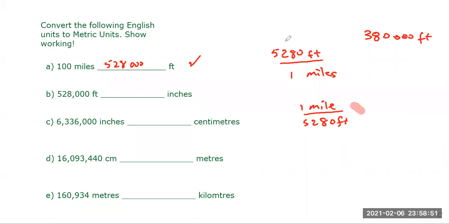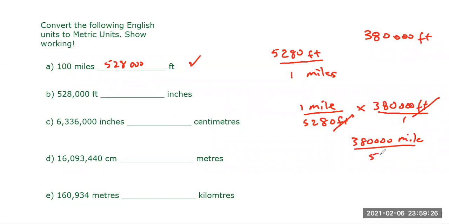Okay, let me just quickly do that again. It makes sense to multiply the 380,000 feet by this ratio here, 1 mile to 5,280 feet. So feet will cancel off feet, and our unit will be in miles. Because 1 times 380,000 will be 380,000, and mile, because you have mile on top. And if you think of this as over 1, then 5280 times 1 will be 5280. Just calculate and simplify these, and your answer will be in miles.